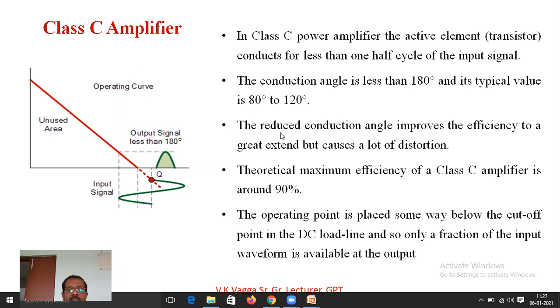Okay, and this reduced conduction angle improves the efficiency to a great extent. It does, but it causes a lot of distortion. The efficiency will be more. Increasing the angle is going to decrease the efficiency.